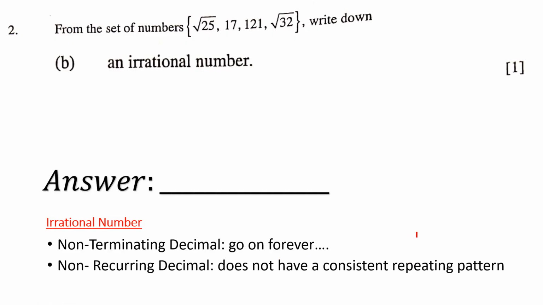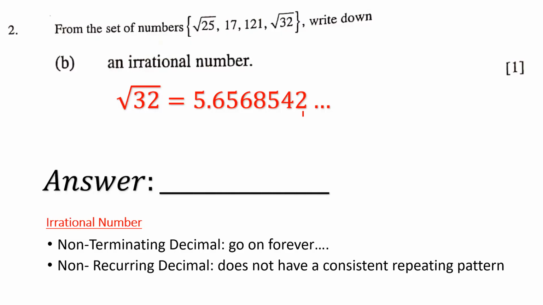Or if we have 5.65656565, that's a recurring pattern. Those would be rational numbers. But irrational numbers do not have a consistent repeating pattern. So if we look at the square root of 32 and put it in our calculator, the square root of 32 is 5.6568542, and it continues. Notice that it is a non-terminating decimal, which means it continues on and on. It is a non-recurring decimal because it doesn't have a consistent repeating pattern.